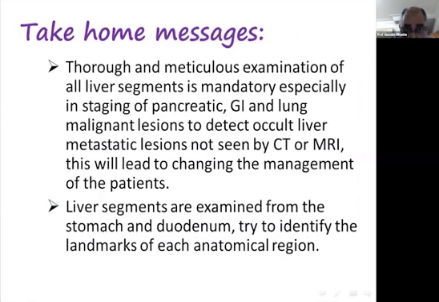So my take-home messages are: it is highly recommended to do a thorough and meticulous examination of the liver segments, which is mandatory, especially in staging of pancreatic, GI, and lung malignant lesions, to detect occult liver metastatic lesions not seen by CT or MRI. Of course, this will lead to changing the management of the patient. Liver segments are examined from the stomach and the duodenum, and in every anatomical site, try to identify the landmarks of each anatomical region. And thanks for your attention.